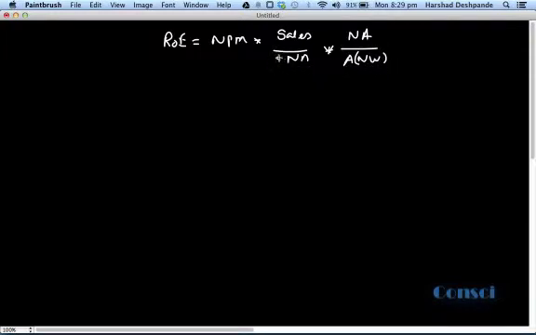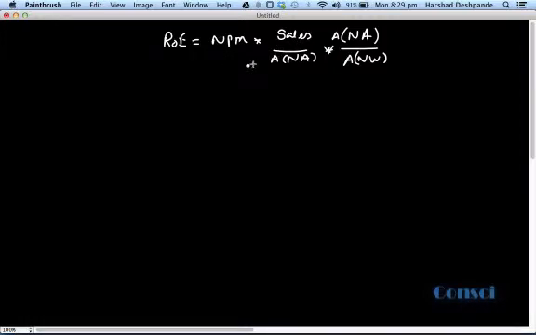So I am writing over here, ROE is equal to net profit margin into the ratio we were referring to, sales upon net assets, into the third ratio, which was net assets upon average of net worth. Okay, so by default, when you are referring to any of the balance sheet numbers, we should always take the average of those numbers.